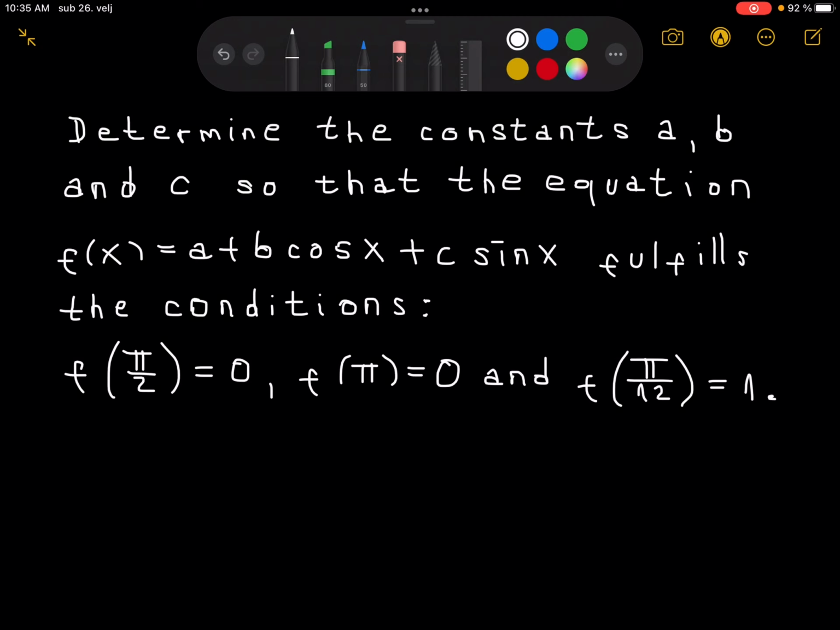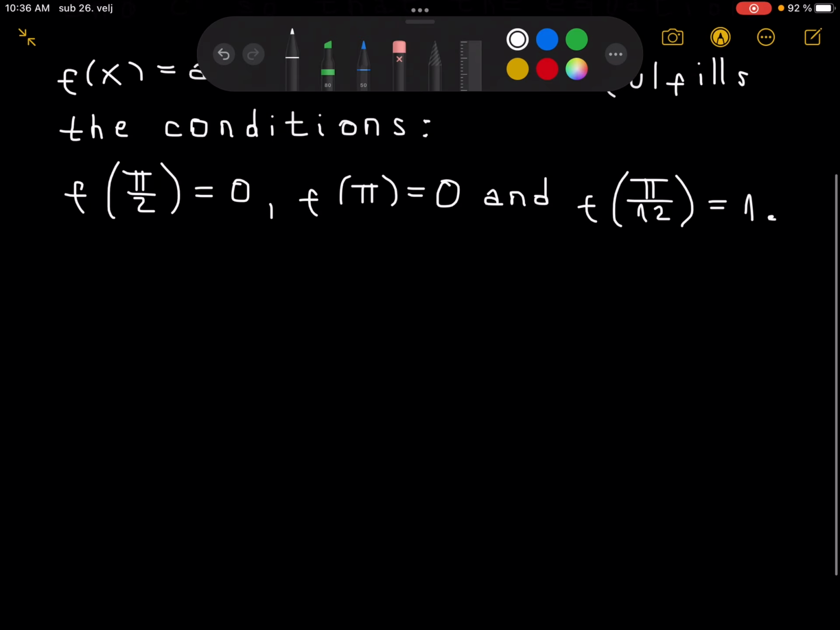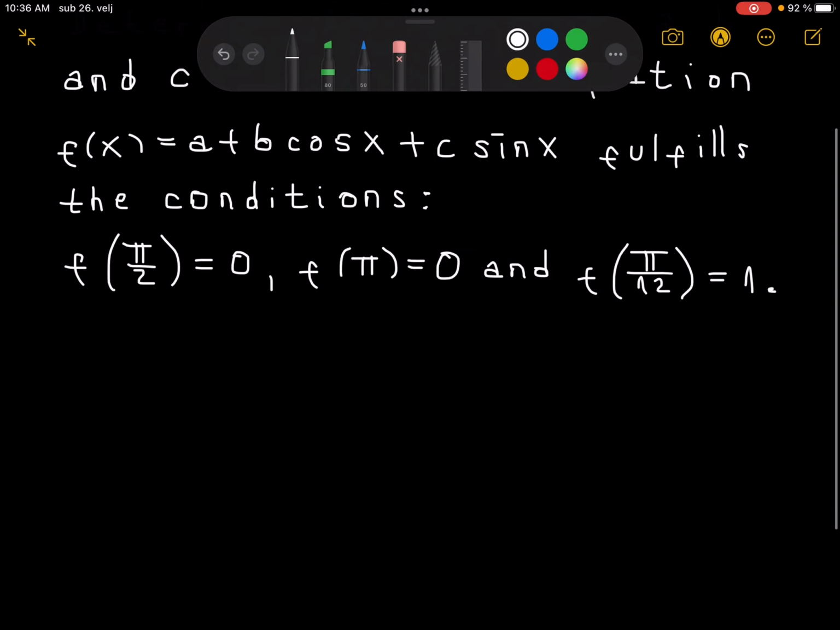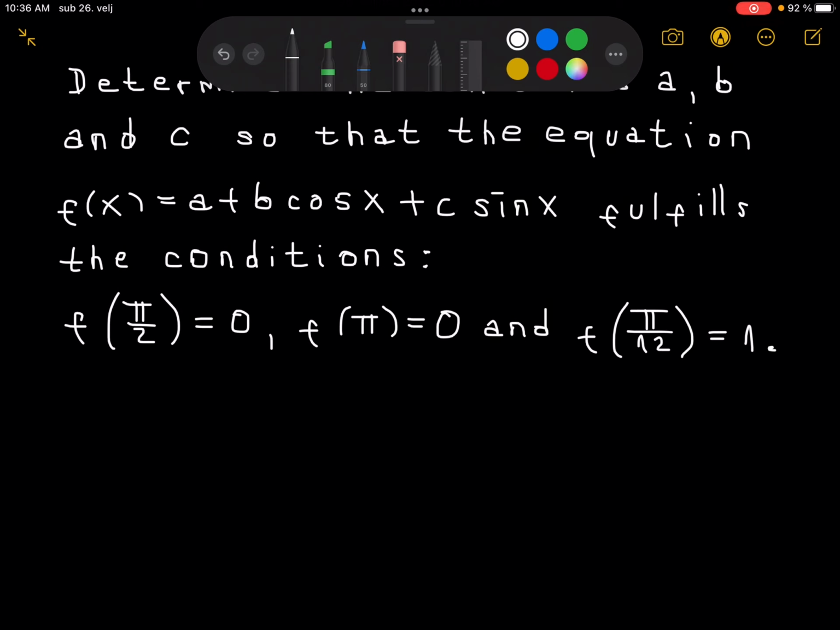So f of pi over 2 is equal to 0, f of pi is also equal to 0, and f of pi over 12 is equal to 1. So we know how to do this. Instead of f of x, we're going to be putting the values of f, the values on the right hand side, and instead of x in the cosine and sine, we're going to be putting these values in the parentheses. Okay, so let's go ahead.